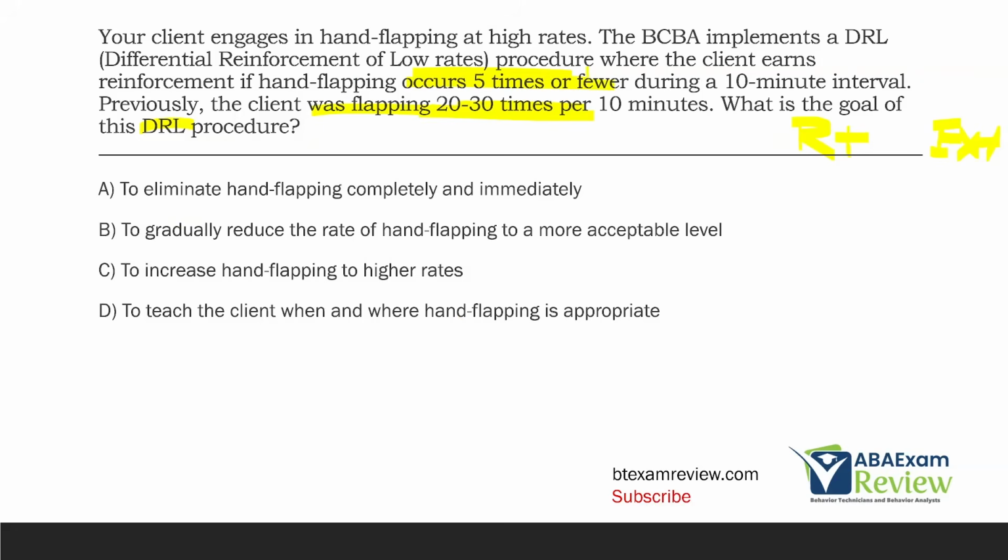Nowhere in the question does it say the client has to be in a certain situation or environment. All we're looking at is the number of times. We're focused on this DRL procedure. So the overall goal is to gradually reduce the rate of hand flapping to a more acceptable level.